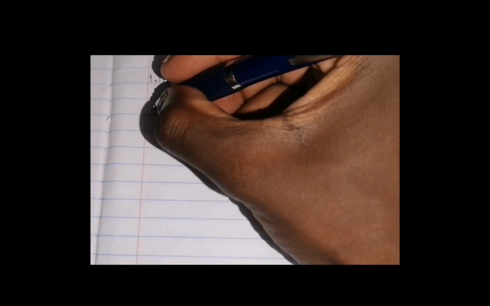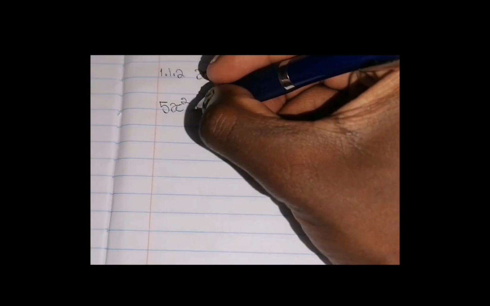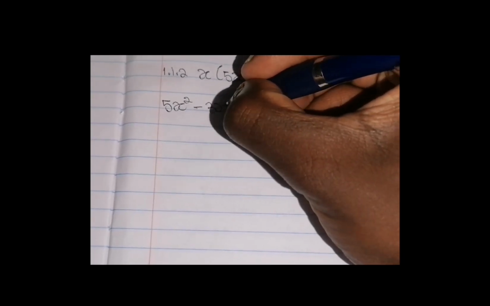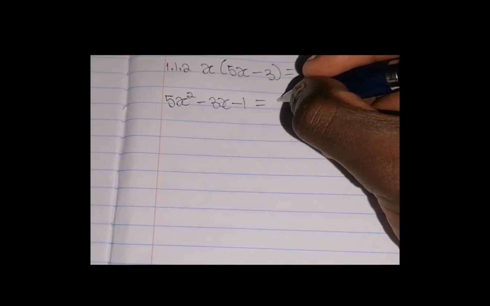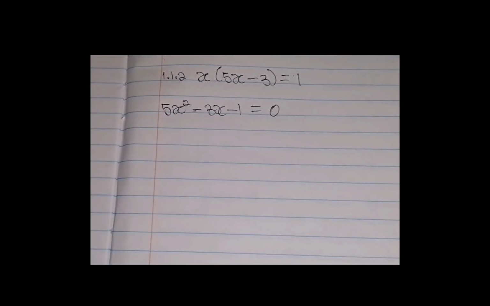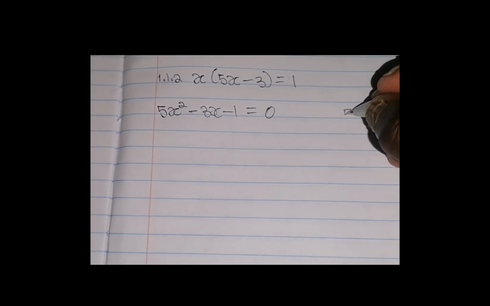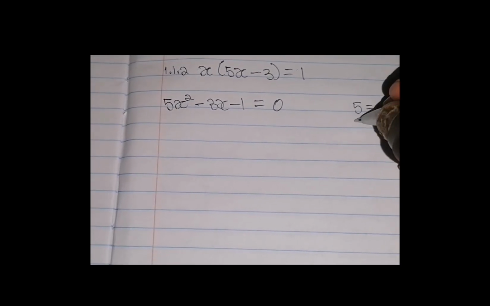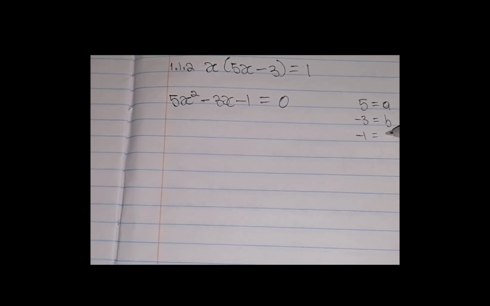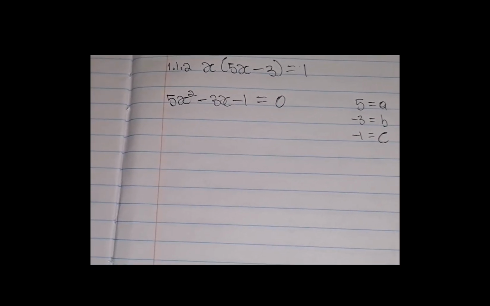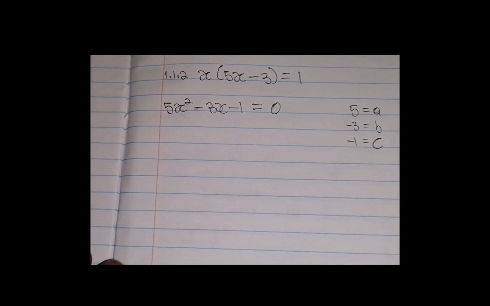So x multiplied by 5x, we're going to have 5x squared. x multiplied by negative 3, we're going to have negative 3x. Now you transpose the positive 1, it becomes negative 1, which is equated to 0. Now you can see that we can say 5 is the value of a, negative 3 is the value of b, and negative 1 is the value of c. Now you can use the quadratic formula to get the positive and negative value of x.